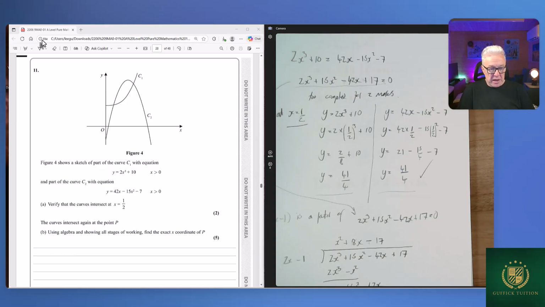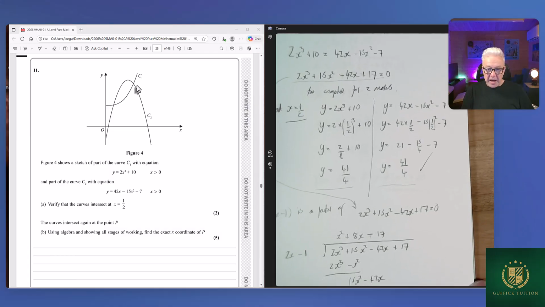Now, next bit of the question. It says the curves intersect again at the point P. So it's presumably indicating that we've got this point here, P. Actually, no, it's probably this one over here. So in fact, it doesn't really matter which one it is. So it says, using algebra, show all the stages of your working to find the exact x coordinate of P.